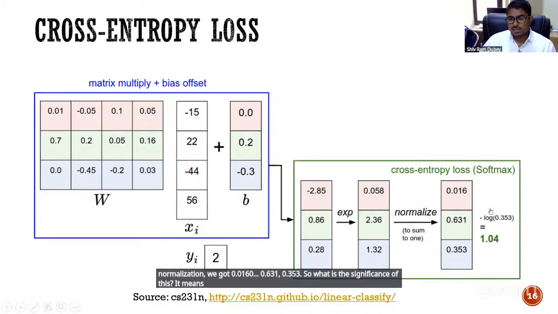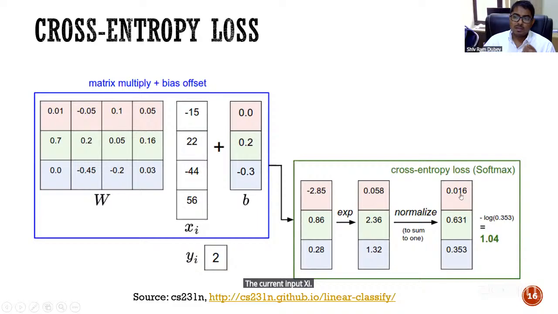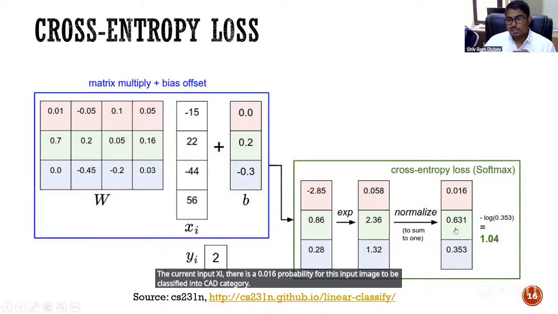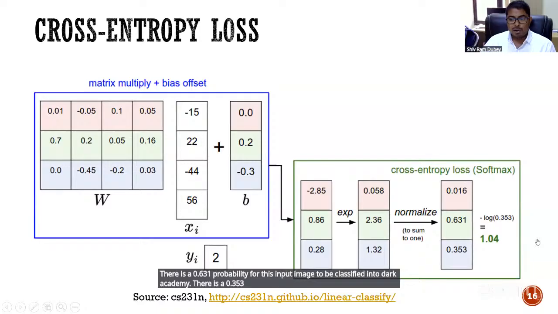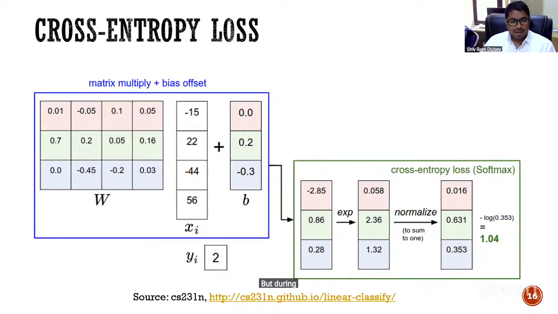It says that for the current input xi, there is a 0.016 probability for this input image to be classified into the cat category. There is a 0.631 probability for it to be classified into the dog category. There is a 0.353 probability for it to be classified into the SIP category. But during training time, we know that this input sample has come from the SIP category.